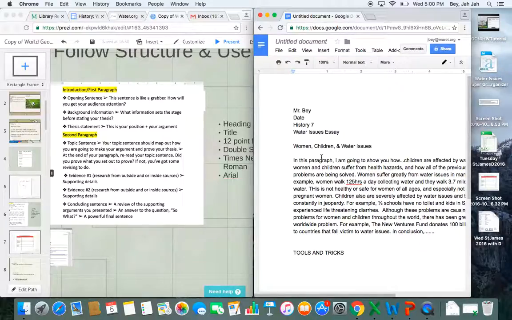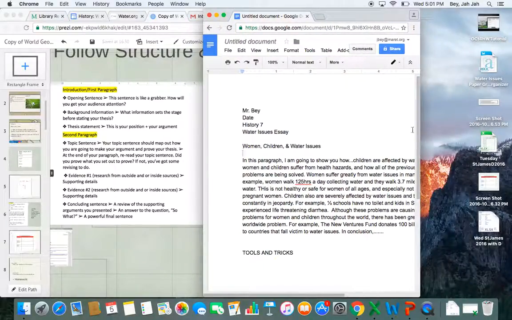It needs a topic sentence, okay? Now, let's say that the thesis was water issues affect women and children in a negative way, but there are many efforts to help solve this problem. Let's say that was your thesis. We agreed in class that your topic sentence needs to be a little bit more specific and offer explanations in detail as it relates to your thesis statement. So here is my topic sentence as it relates to the thesis statement that I just said, okay?